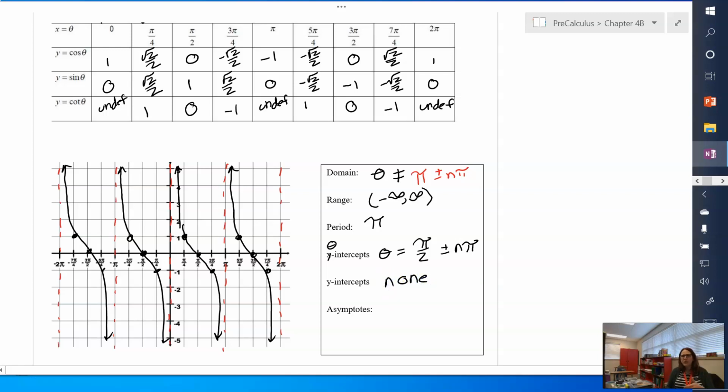And then the asymptotes. The asymptote goes every place where you're not allowed to have a theta. So I would just copy it from my domain. Theta equals pi plus or minus n pi. And in case you're wondering, n is just a number: 1, 2, 3, 4. It's always going to be a whole number. It can be positive or negative. And it takes into account the fact that this graph keeps repeating.